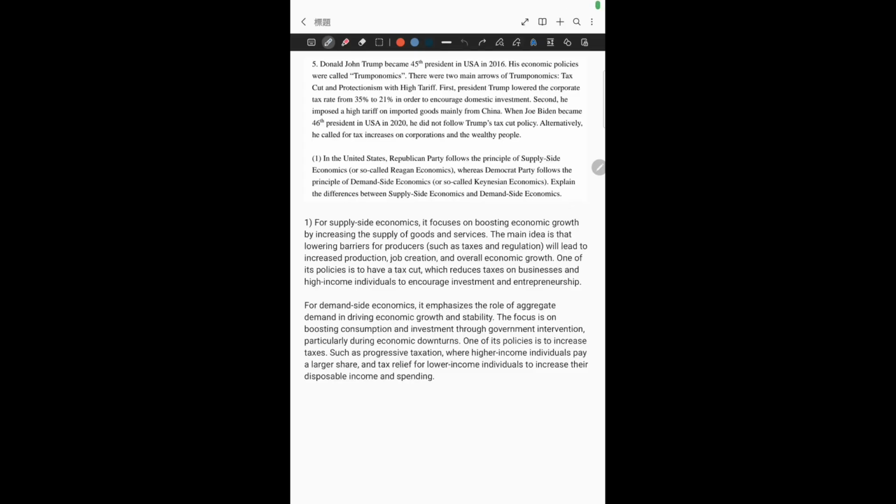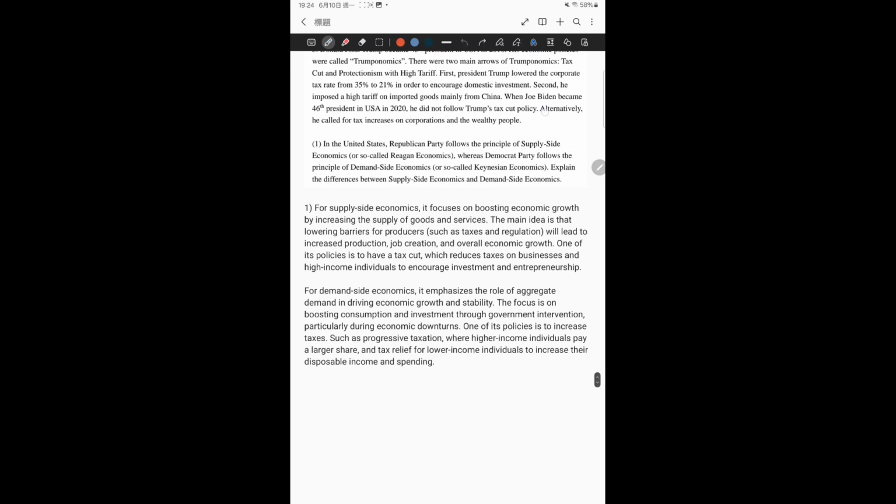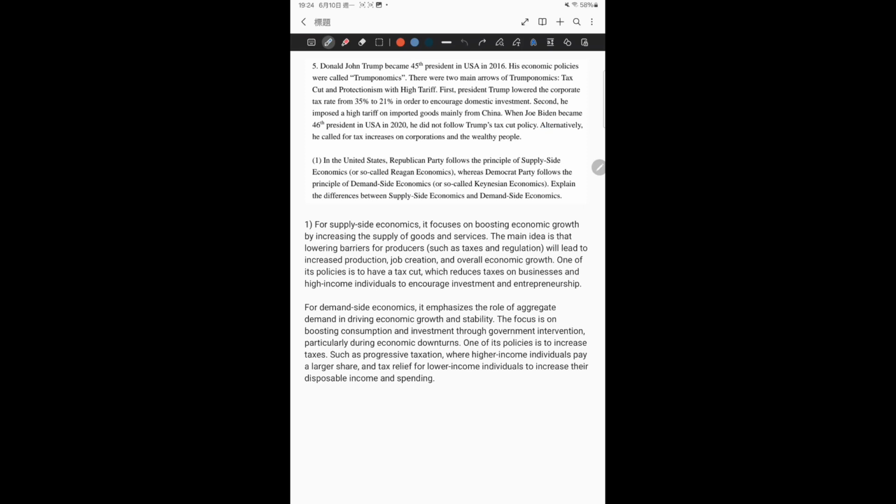And I also covered the big question number 5, the first question of question number 5. And we can see the question here. It says that in the United States, the Republican Party follows the principle of supply-side economics, or so-called Reagan economics, whereas the Democrat Party follows the principle of demand-side economics, or so-called Keynesian economics. Explain the difference between supply-side economics and demand-side economics. Okay, we can see down below.